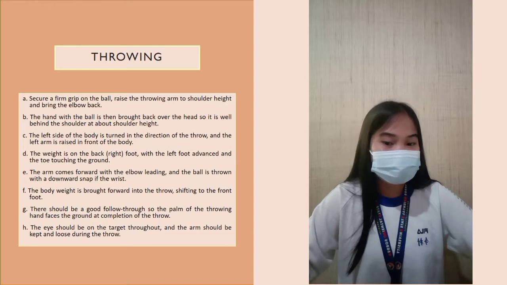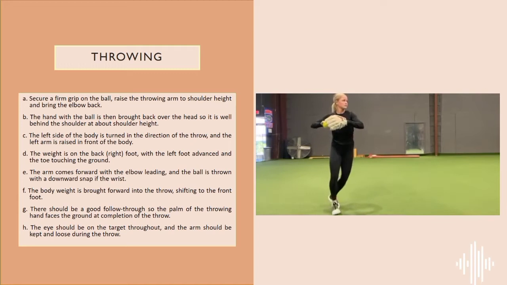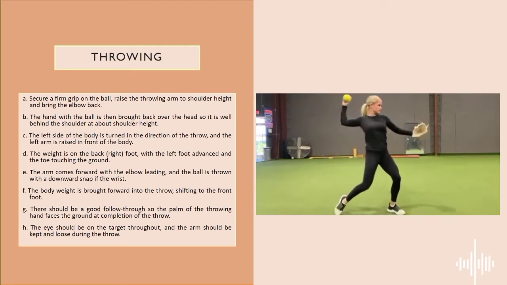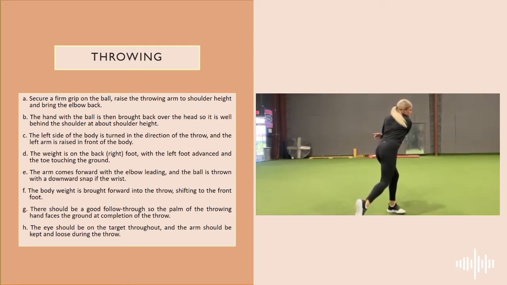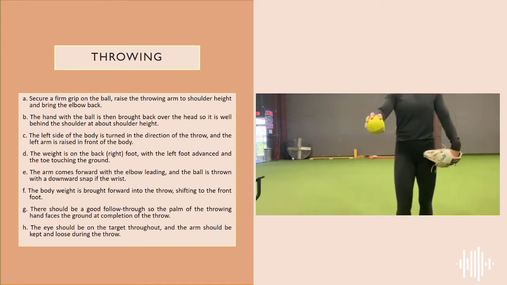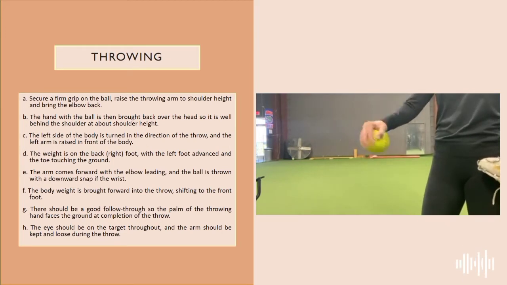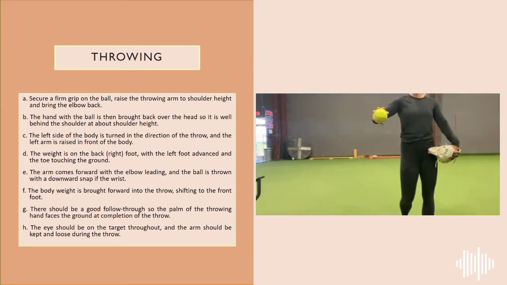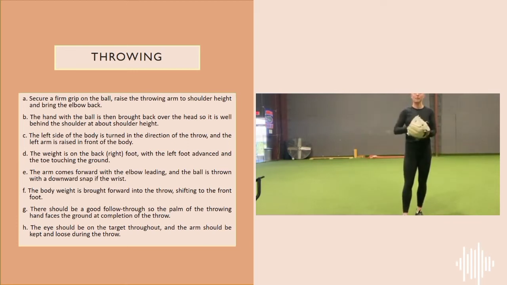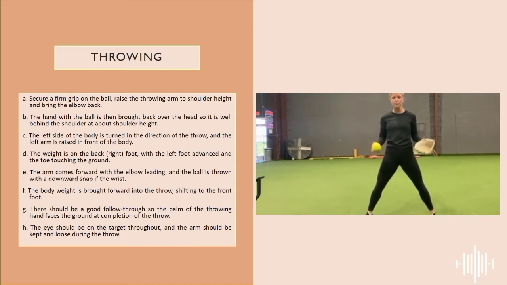Second skill is throwing. How to throw. First, secure a firm grip on the ball, raise the throwing arm to shoulder height and bring the elbow back. The hand with the ball is then brought back over the head so it is well behind the shoulder at about shoulder height. C. The left side of the body is turned in the direction of the throw and the left arm is raised in front of the body.